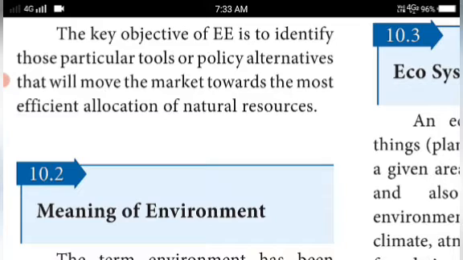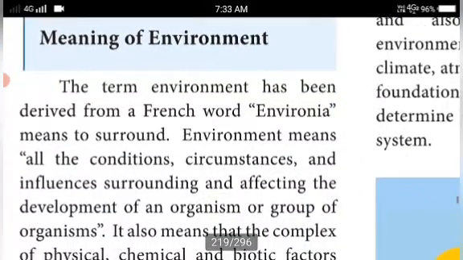The key objective of environmental economics is to identify those particular tools or policy alternatives that will move the market toward the most efficient allocation of natural resources. Through the policies, we know that fiscal policy is a tool, isn't it? Like that here, particular tools are the policy alternatives that will move the market toward the most efficient allocation of natural resources.